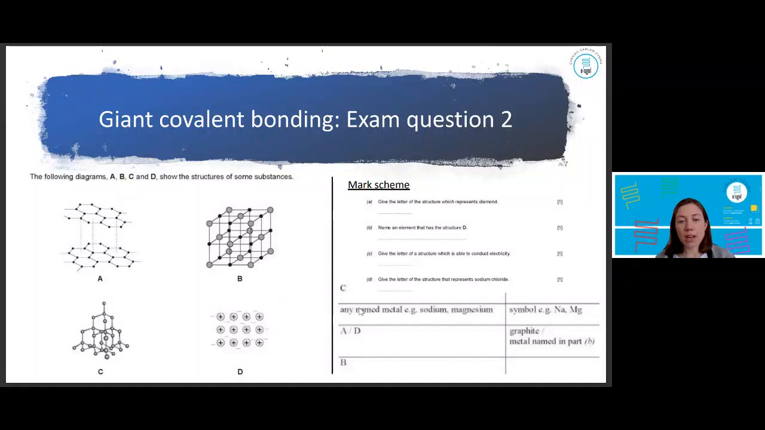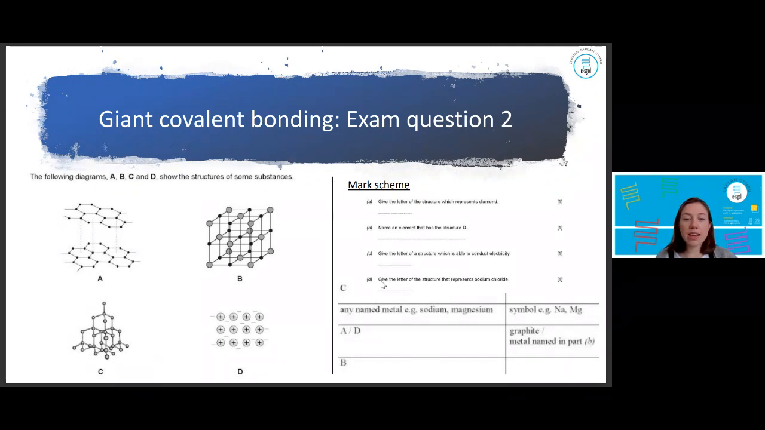even though it should really be 2+ in each one of these positive ions. Give the letter of a structure which is able to conduct electricity. So we've got A and D. So A is the graphite, where you've got the free electrons between layers, and D, obviously, those electrons, the sea of delocalized electrons around those positive charges can move.